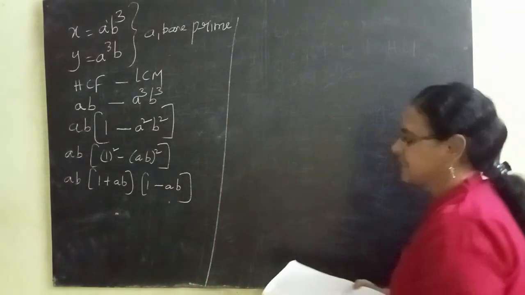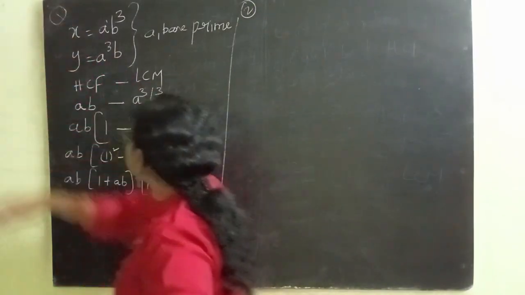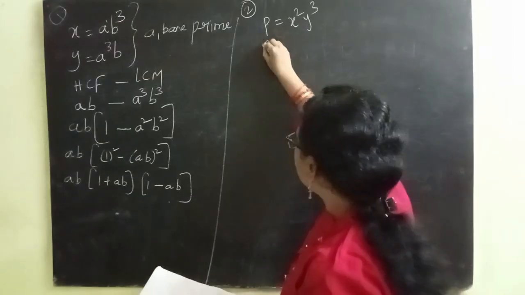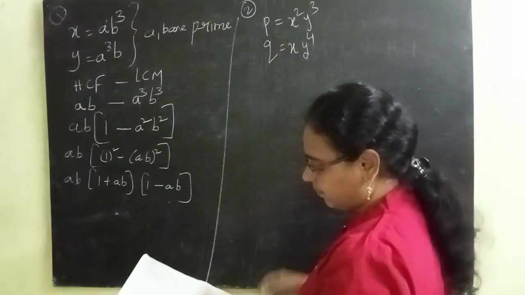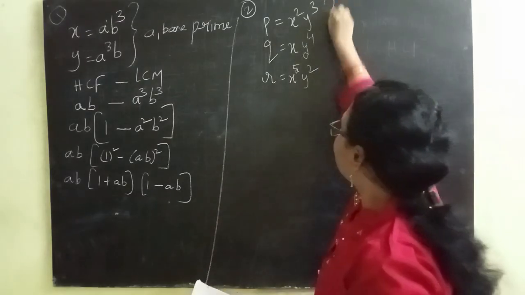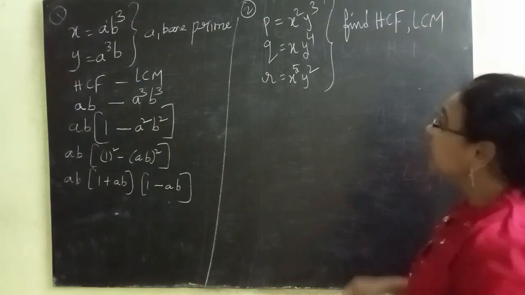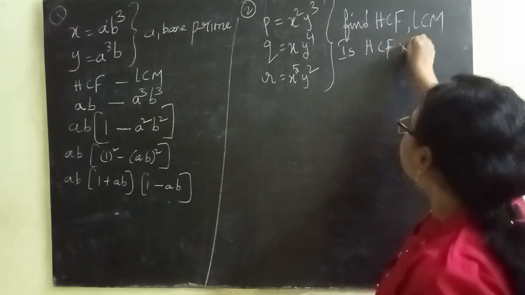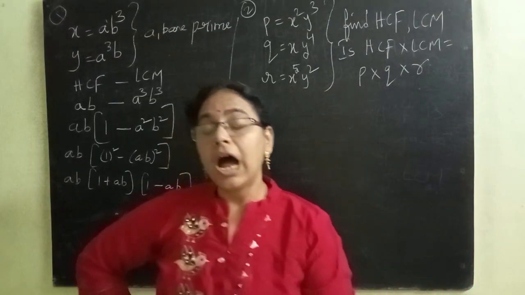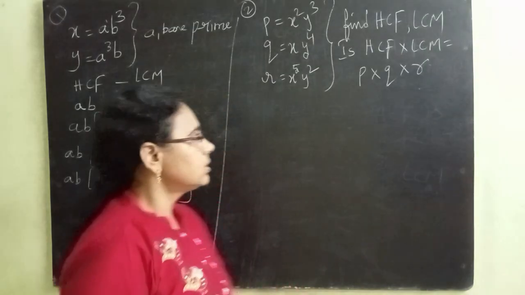Like this, one more question we will see. x and y are two distinct primes. P = x²y³, Q = xy⁴, R = x⁵y². Find the HCF, the LCM, and the product of these two. Can you get the product of numbers? Good question. Up to now you checked the product of two numbers. Now we have to check it for 3 numbers also. Is it satisfied? We can check it here.